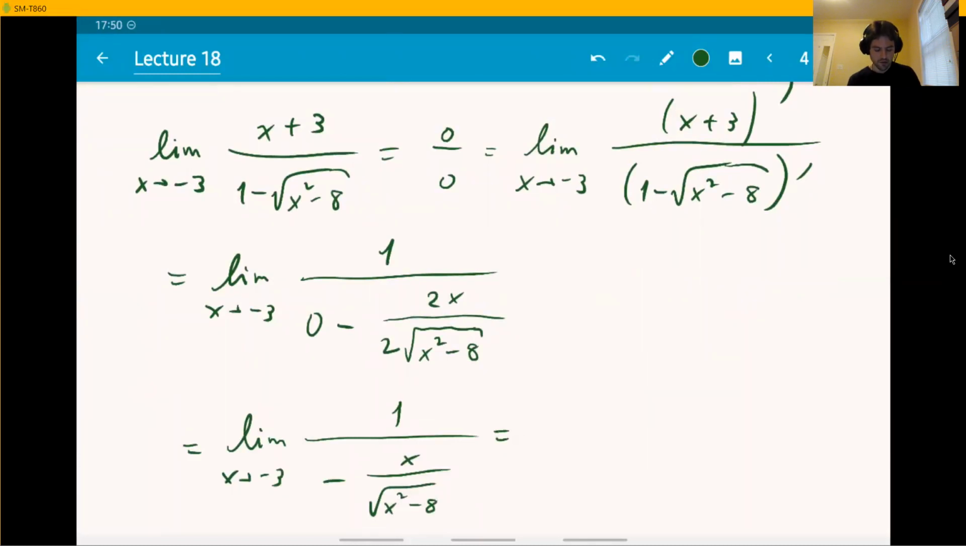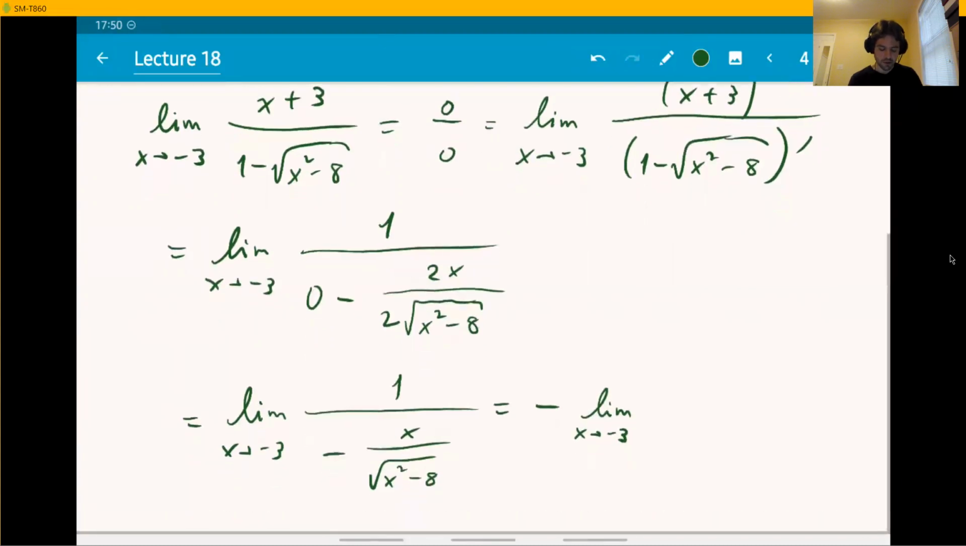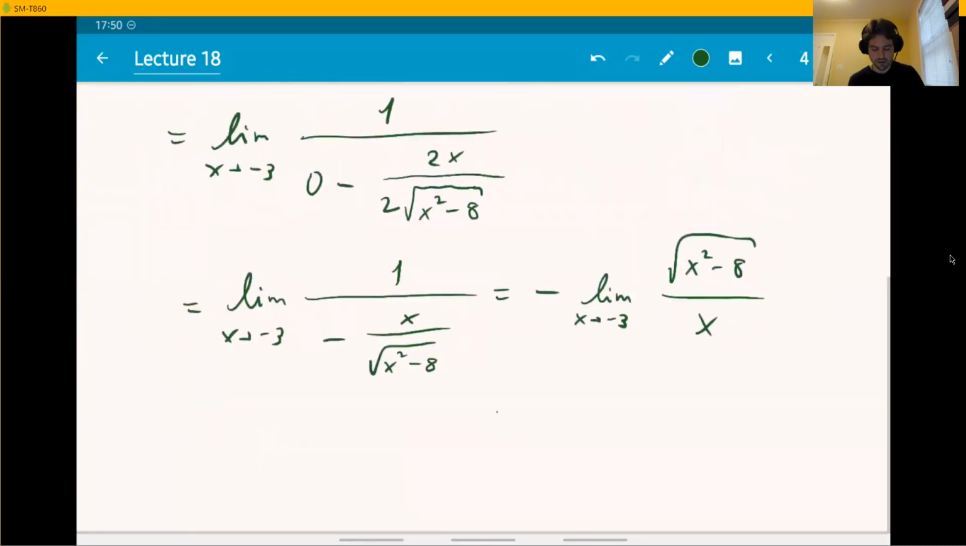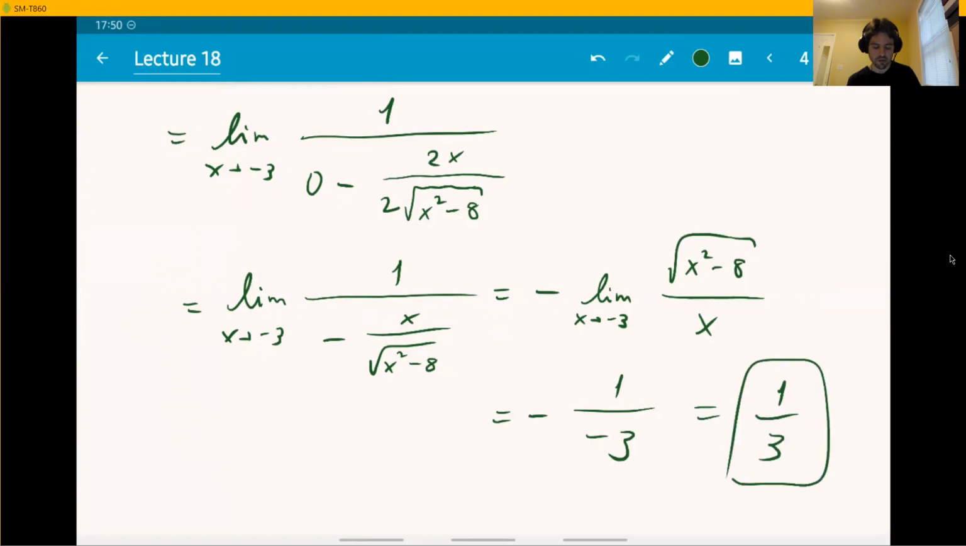What do we do with this? Okay, well, I'm going to bring the minus outside of the limit. And I'm going to replace the fraction in the denominator by its reciprocal. So it is square root of x squared minus 8 divided by x. This is just simplifying the expression. And now this one is not indeterminate anymore. You can plug in -3, giving you, so again, 9 minus 8 is just 1, minus 1 divided by -3, that's 1/3. So this is the original limit.